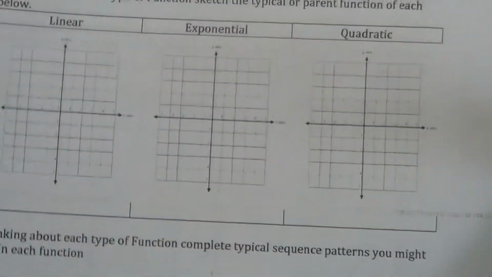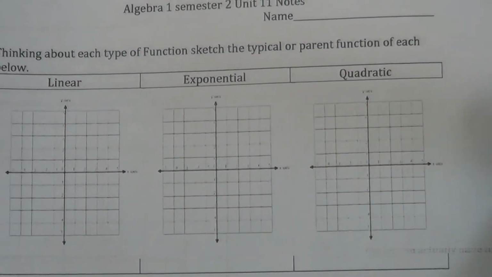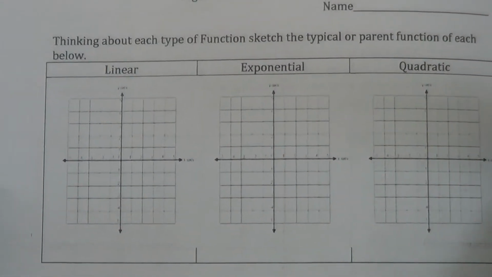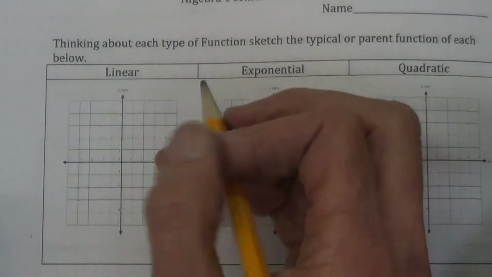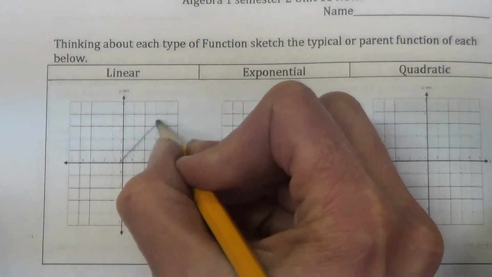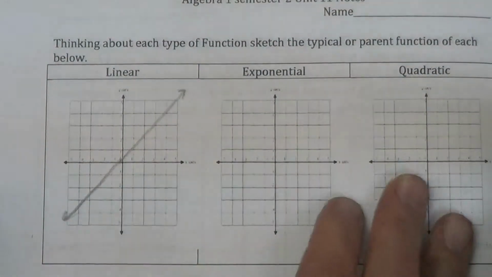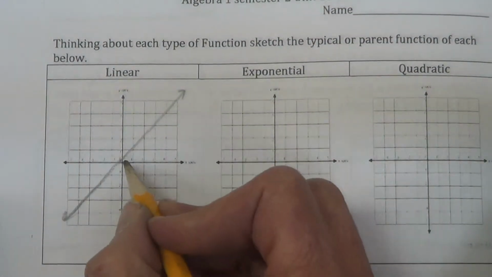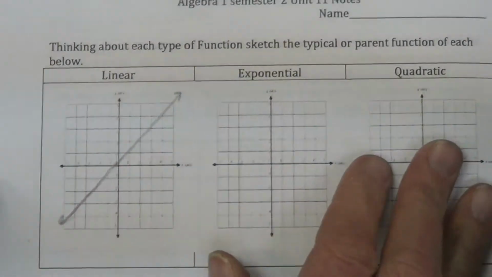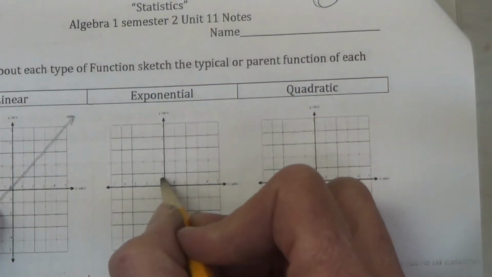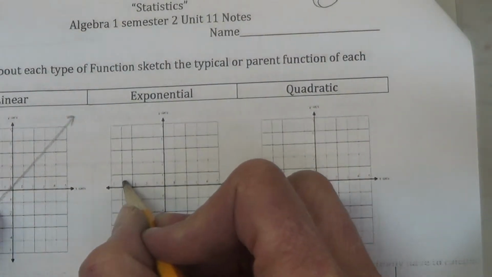Next page, we're going to look at what each of these parent graphs look like. If you remember right, linear went up just like that, an equal, constant amount the whole time. Exponential growth went like this.